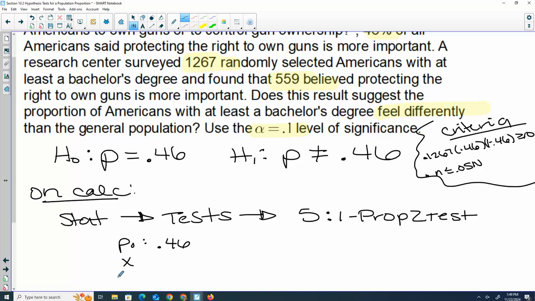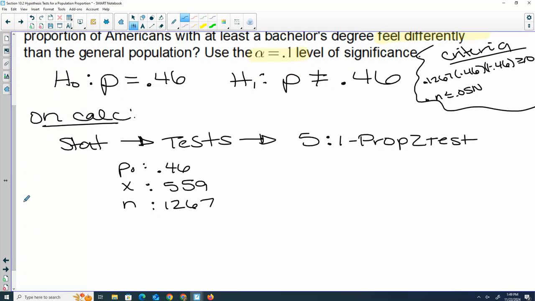X and n. Look back at our problem. What's our x value? 559. What's our n? 0.26. And then it asks you to pick. Are we doing not equal to p sub 0, less than or greater than? So this is the not equal. So then you go to calculate.